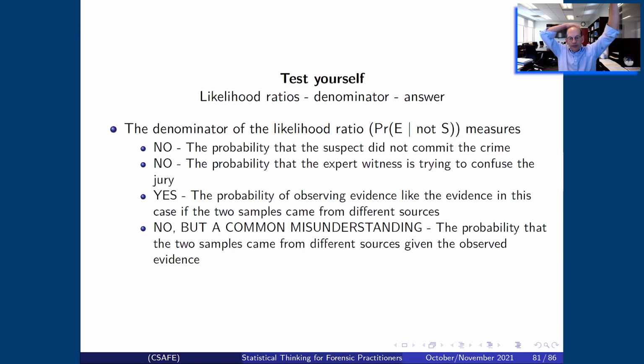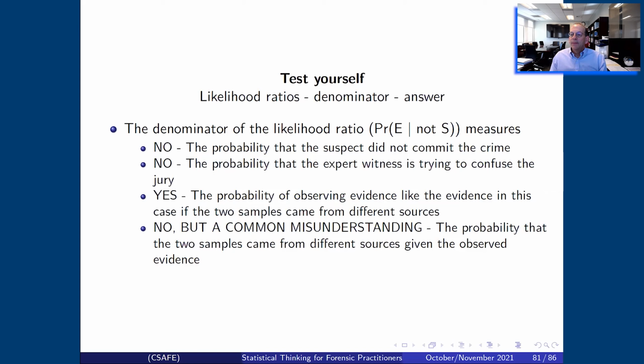The first 2 were again intended to be easy no's for the same reasons. The first one says it would talk about the probability the suspect did not commit the crime. In any circumstance, it only talks about this particular type of evidence, and that the evidence may be sufficiently different to convince us the person did not commit the crime, but we don't know that for sure. And it's definitely not the expert witness trying to confuse the jury.